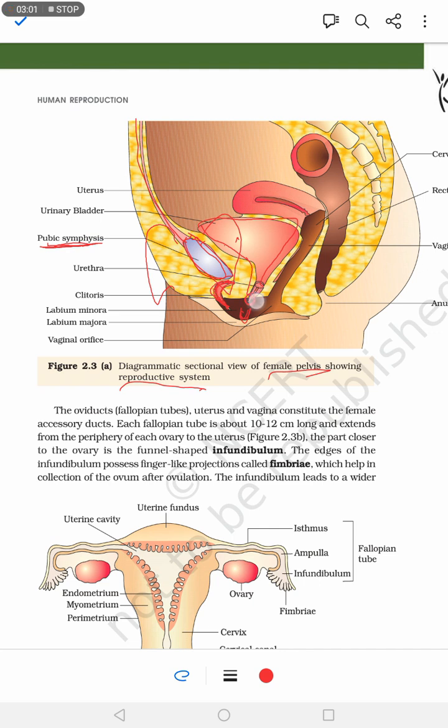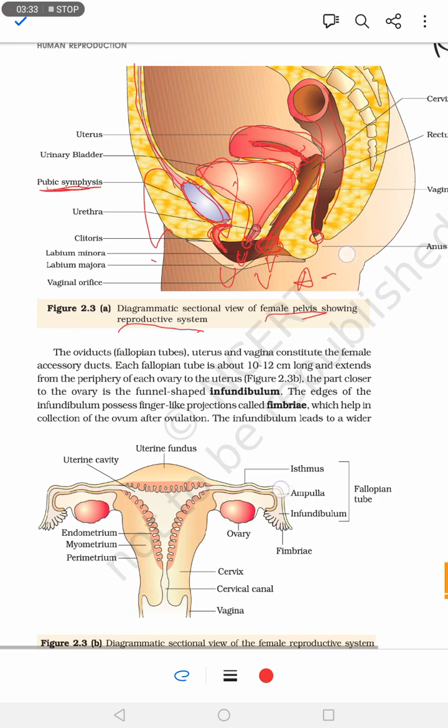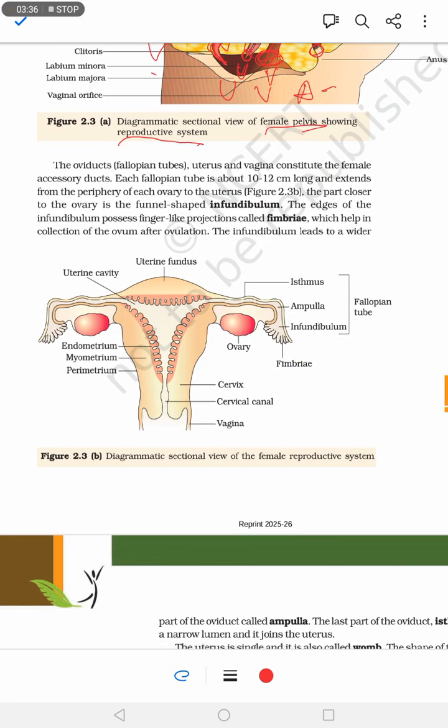Okay, next to the urinary bladder we have the uterus, anteverted or retroverted uterus. So this is the uterine cavity, this is the cervix, and this is the vaginal cavity, and this is the vaginal opening. Just behind the uterus we have the rectum, and this is the anal opening. So from anterior to posterior, that means सामने से पीछे, it is urethral opening, vaginal opening, and the anal opening. The oviducts or the fallopian tubes, uterus, vagina are the female accessory ducts.